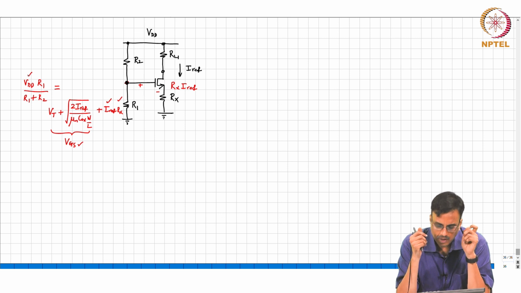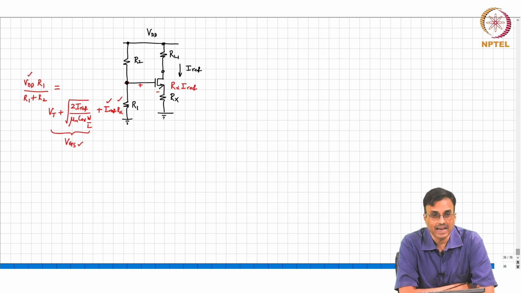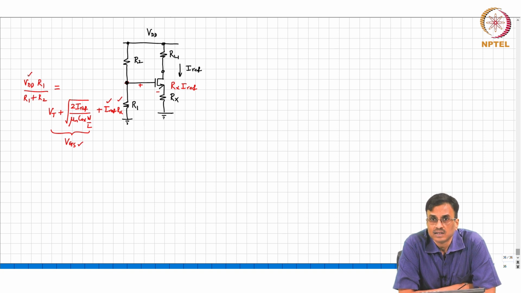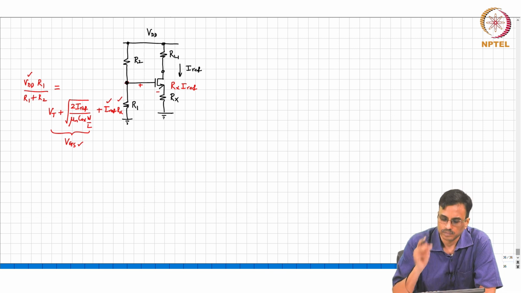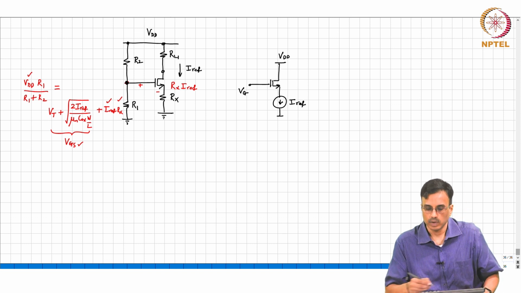So now we know that if this scheme has to be effective, Rx must be large. The obvious question is how large, and how do we figure that out? Earlier we were keeping Vg fixed, this was VDD, and we had put IREF in the source.